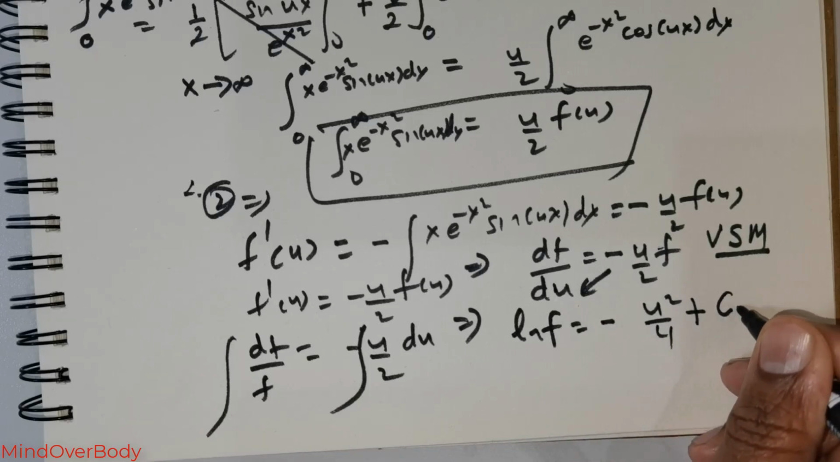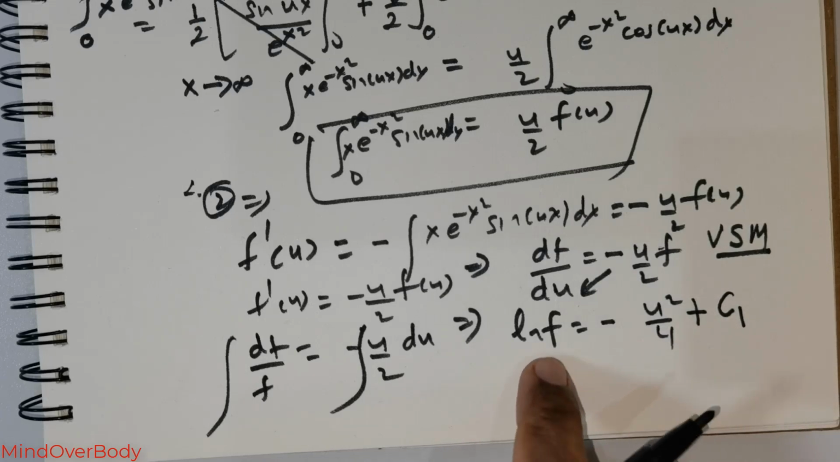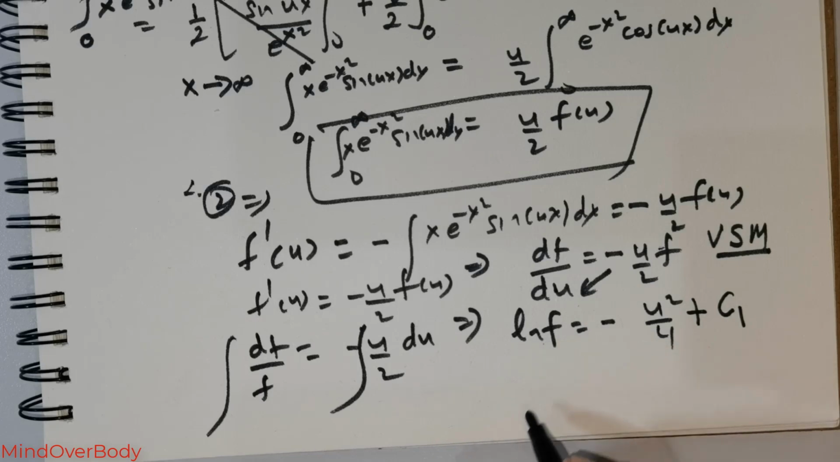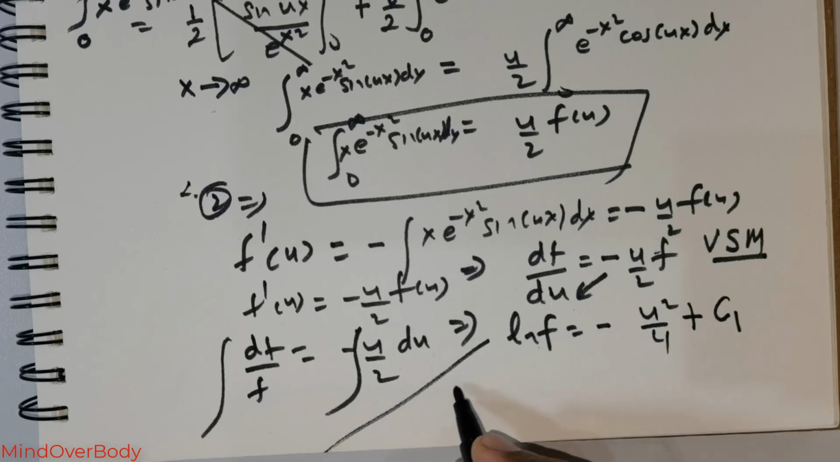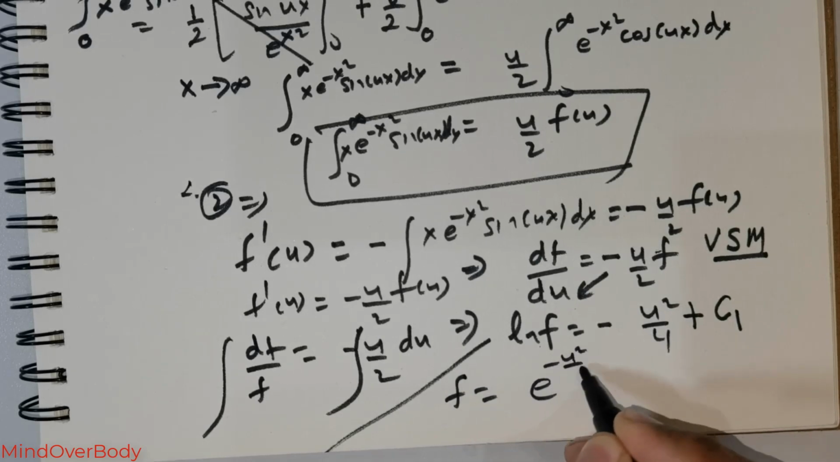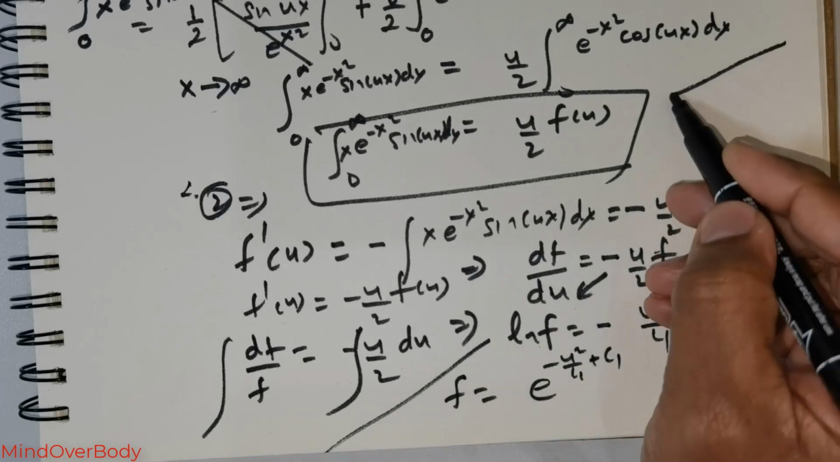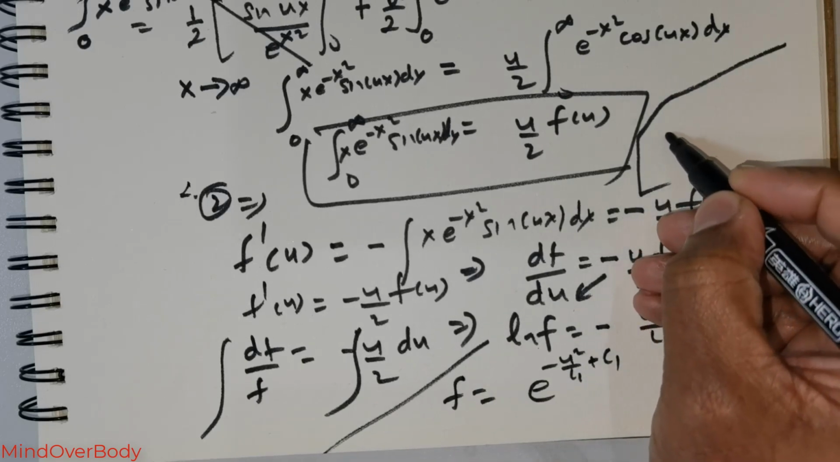Let me have this as c1. Now why do I take c1? Because there is going to be a constant when I get rid of the logarithm. This is actually to the base e. So I can rewrite this as f is equal to e raised to the power of negative u squared divided by 4 positive c1.